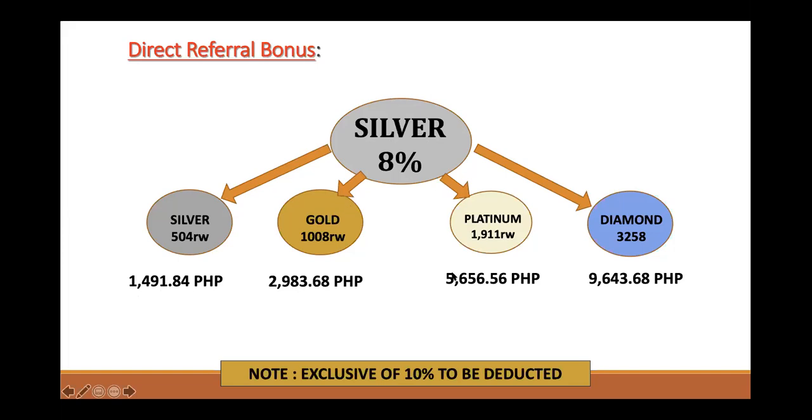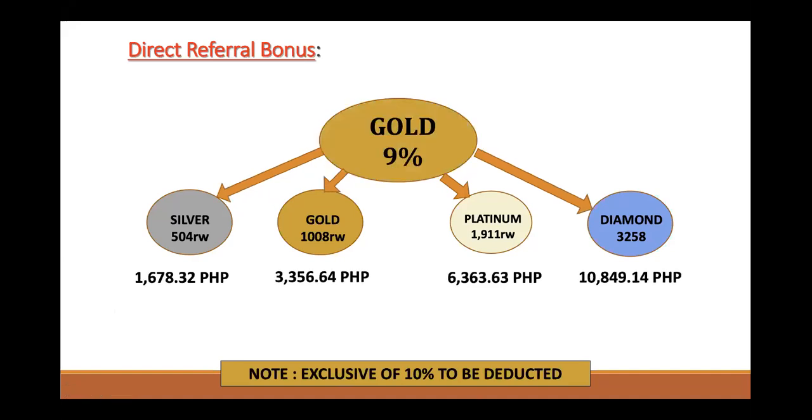All right. And let's say your silver account, you sponsor gold is 2983. Silver sponsor platinum is 5656. Silver sponsor diamond is 9643. All right. Exclusive of 10% to be deducted now. You see, that is the maintenance return. Meaning to say, in gross, you get 1491.84, but in actual, you get 1491.84 minus 10%. That will become your net income from the referral bonus.